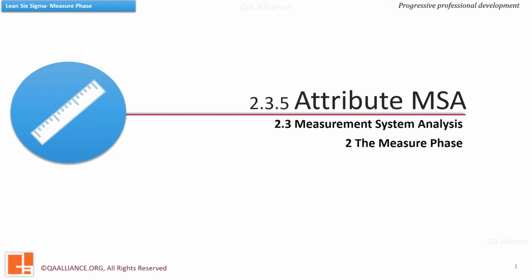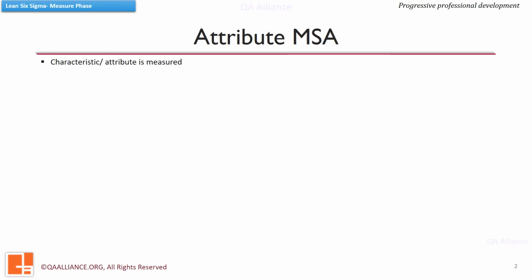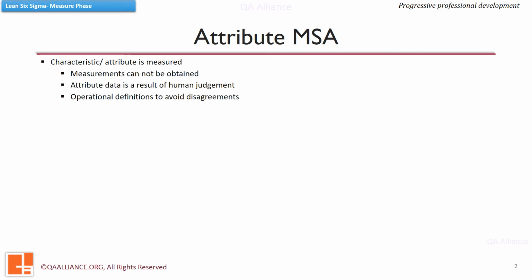Welcome back. In the previous lesson we learned the basics of measurement system analysis applicable for variable type of data. Now we'll see how we can perform measurement system analysis for attribute type of data. In attribute measurement system analysis, the characteristic or attribute is assessed, for example, pass-fail. In this type we cannot do the measurements, as attribute data is a result of human judgment. This is why operational definitions should be established to avoid disagreements.